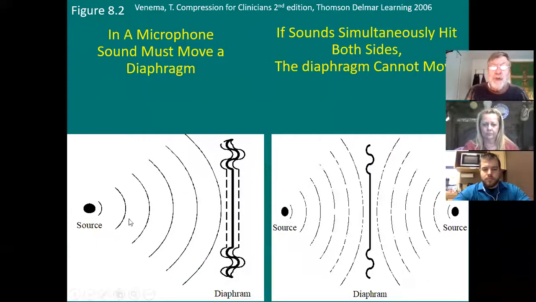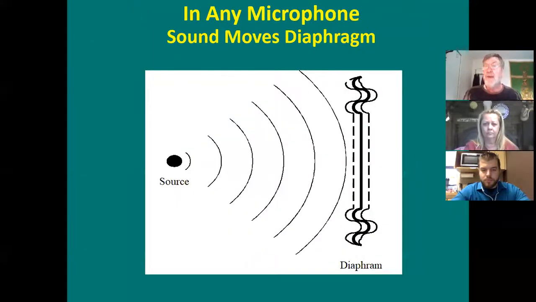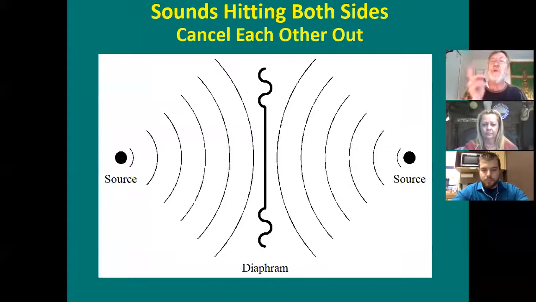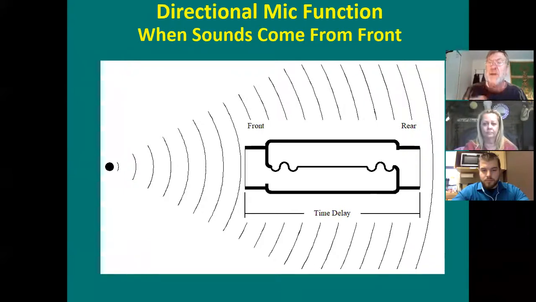If you have sound coming from a direction and it hits a diaphragm, the diaphragm's going to go ticka, ticka, ticka, ticka, ticka. But if, look at the right, if sound simultaneously hit the diaphragm from two opposite ends, you got cancellation. And that's how directional mics work. Watch. In any mic, when sound moves a diaphragm, it changes the sound into electricity. When sounds hit the diaphragm at the same time from opposite directions, there is the sound of one hand clapping, silence. So let's look at a little schematic here.